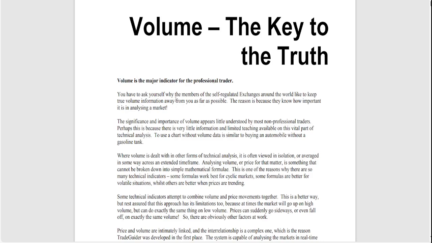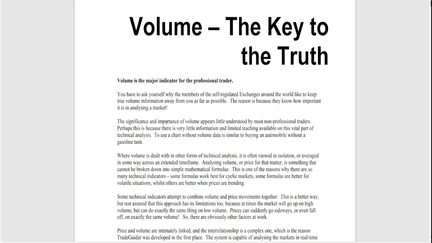You have to ask yourself why the members of self-regulated exchanges around the world keep the true volume information away from you. Exchanges try their best to keep away or delay their actual volume data from you. This is because they know how important it is in analyzing the market. So volume is a very important factor.